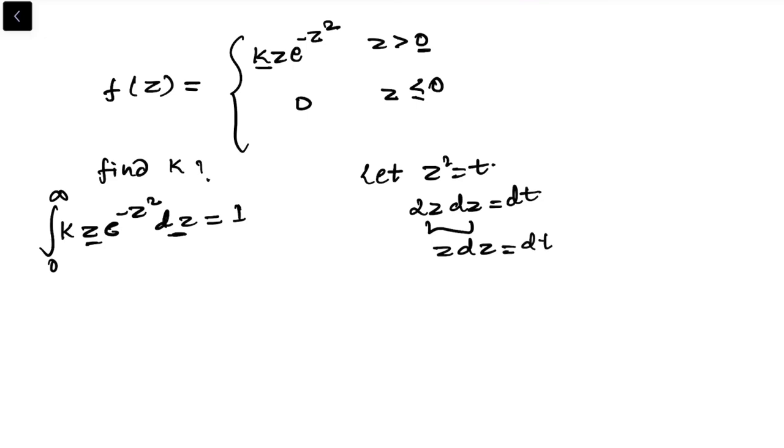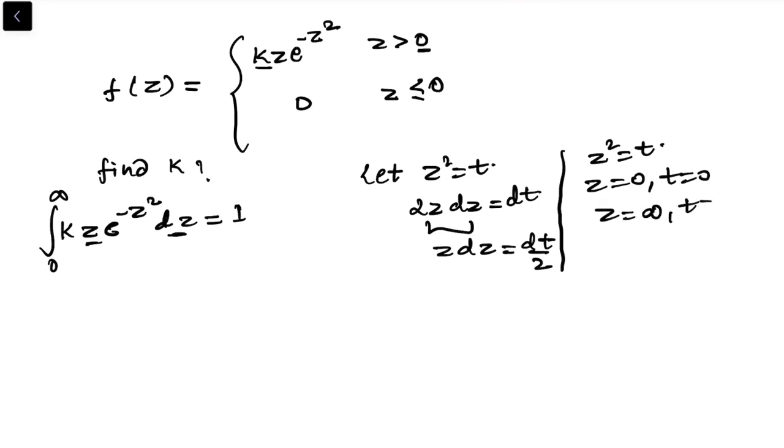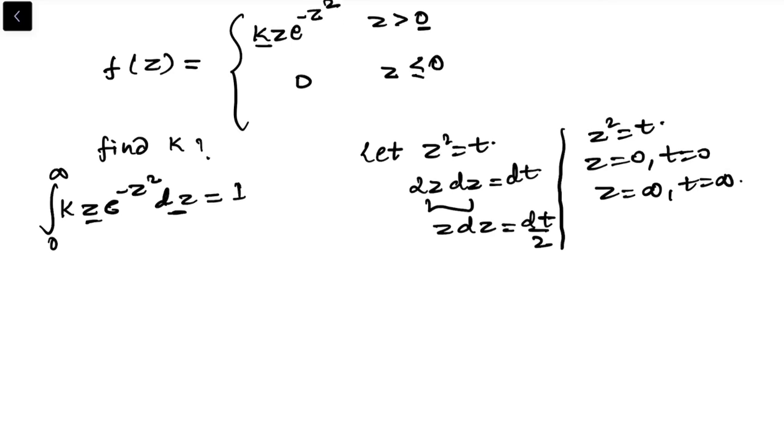So this is dt by 2. So you can directly replace z dz with dt by 2, right? And we also need to care about the limits. So our function is z square equals t. So when you put the value z equals 0, you'll get t equals 0, z equals infinity, t equals infinity. So there is no change in the limit.